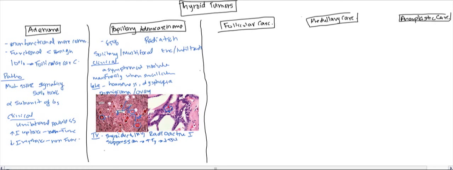Now, the interesting thing about this one is that when it metastasizes to the lymph nodes, it does not change prognosis, which is very, very unique. Because usually, lymph node metastasis does. However, if it metastasizes to the lung, that will change the prognosis.